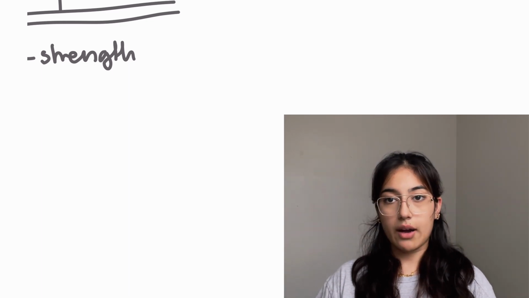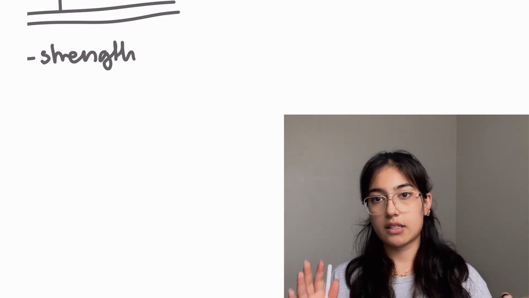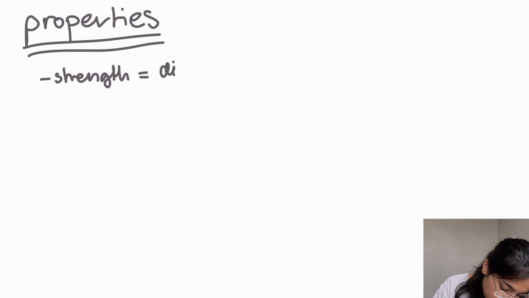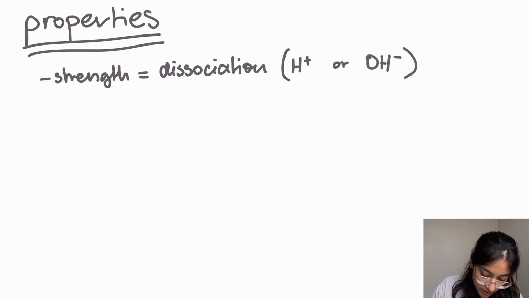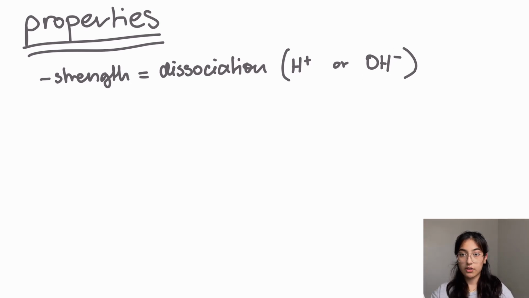We've just talked about how acid likes to donate protons, which means the same thing as it likes to dissociate into H+ ions. So strength is kind of equal to the level of dissociation. Dissociation, again, means breaking apart, and it's into H+ or OH- ions. So mostly I'm going to talk about acids. Bases do exactly the same stuff, except they dissociate into OH- instead. So basically everything I say is the same for bases, but instead it's OH-.